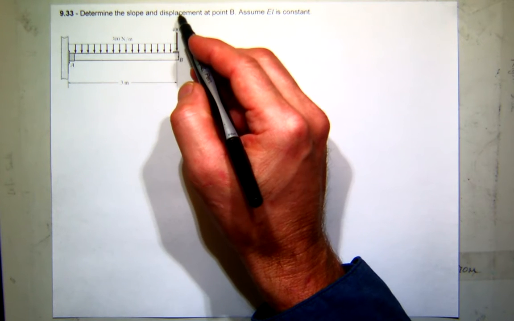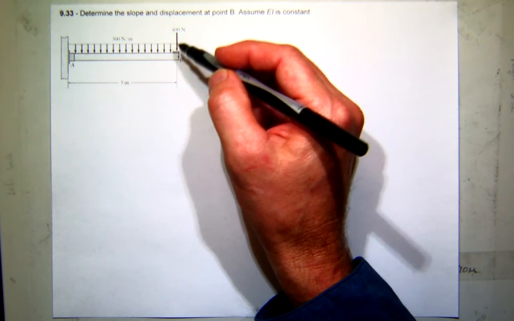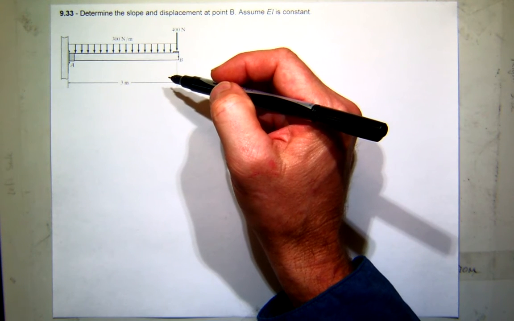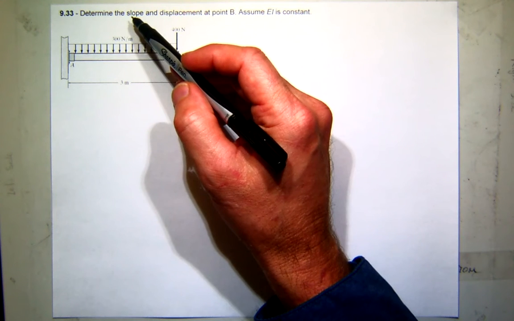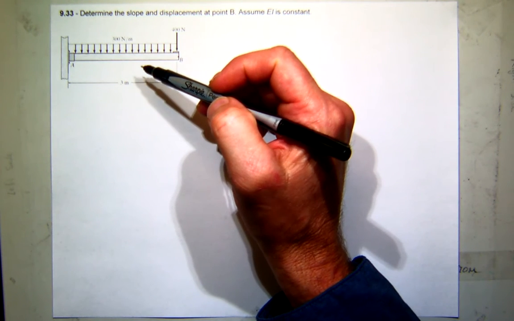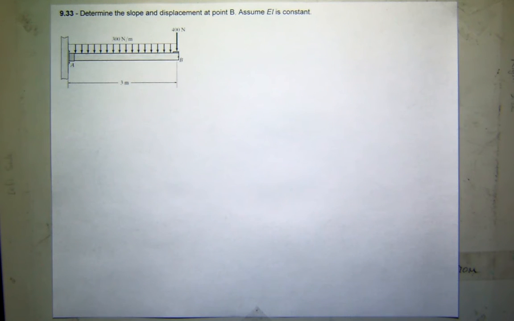I'm going to need a displacement at B. That's the free end. We've seen one of those before. I know I can write one equation for that, so that's going to be nice. And then we'll talk about how to handle the slope. So let's do the displacement equation first.